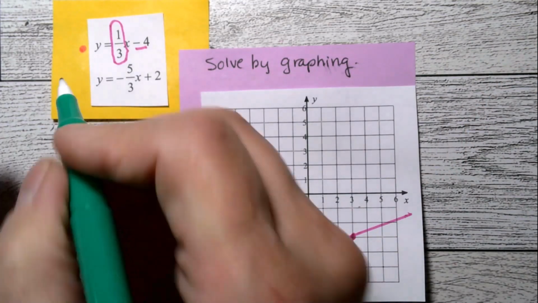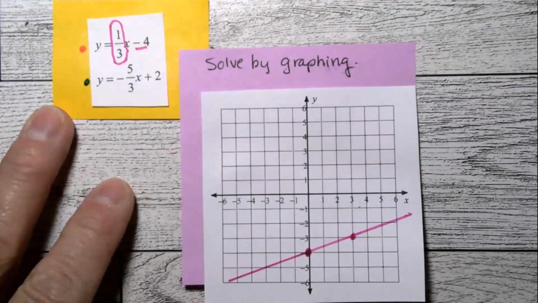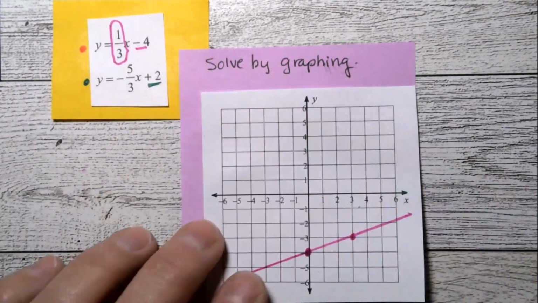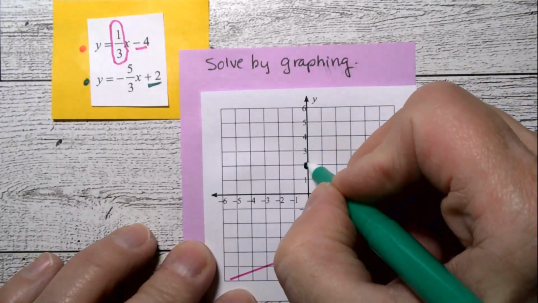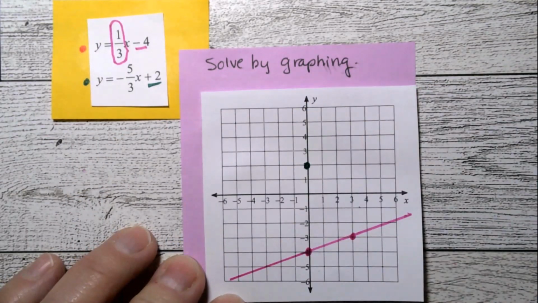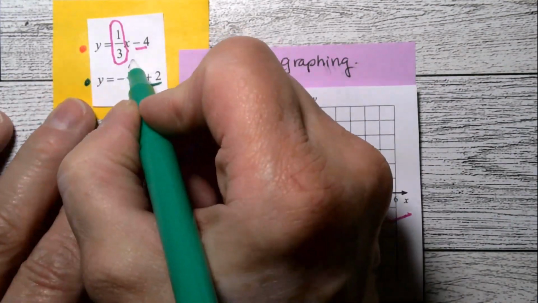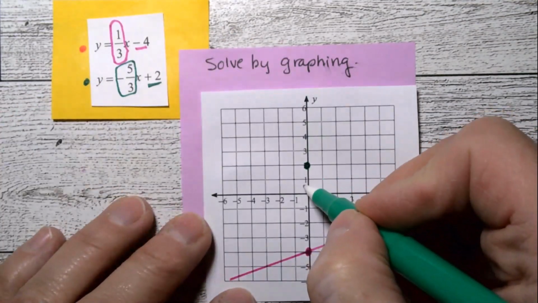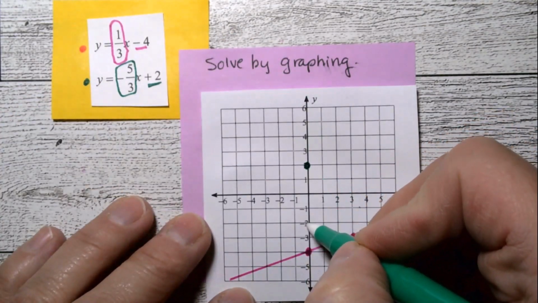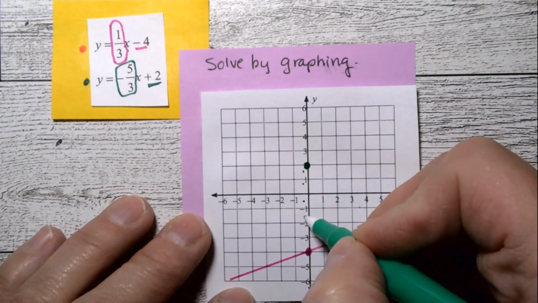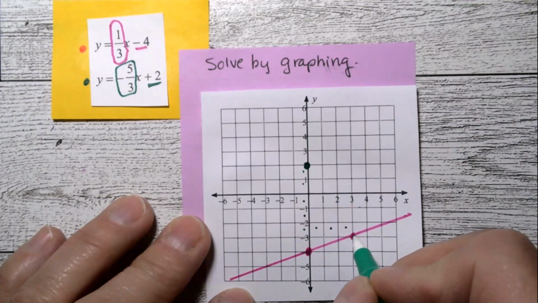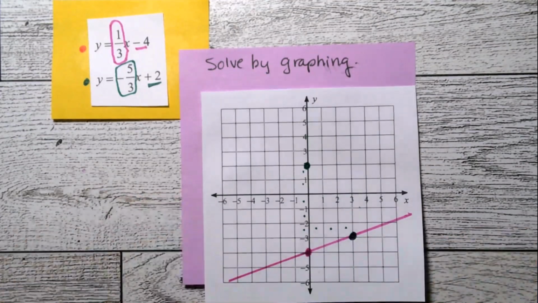Now this line, we're going to need to graph that one too. It has a y-intercept of positive 2. So I'll go up to the +2, put a dot there, and then we use the slope to find the second point. Now this slope is negative 5/3. So negative means you're going to be going down first, but we'll go down 5 units, and then we'll go over 3. Oh, that worked out real nice. Do you see how we landed on the exact same point?